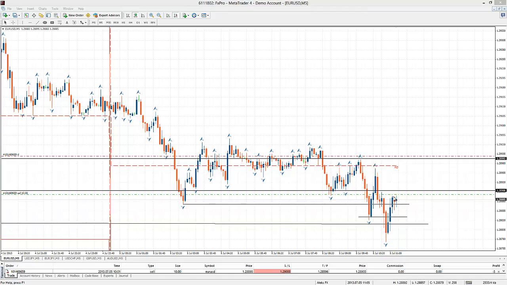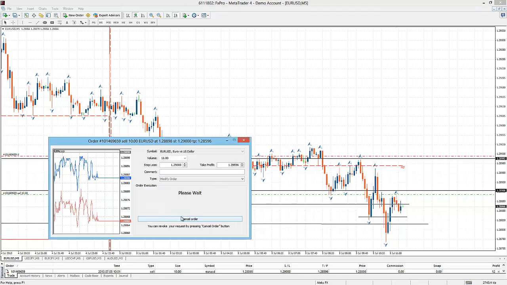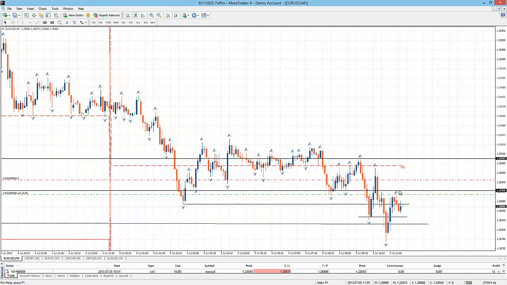Alright, so you see that fractal just disappeared there. So we'll need to see another fractal form. Try and get some risk out on this trade. Alright, so there's a fractal. Okay, see that? It's just formed now. Let's bring that down.